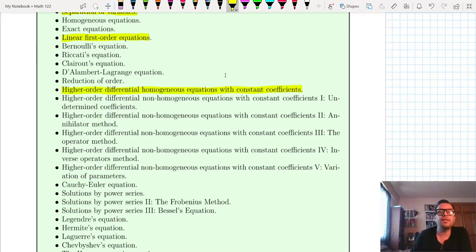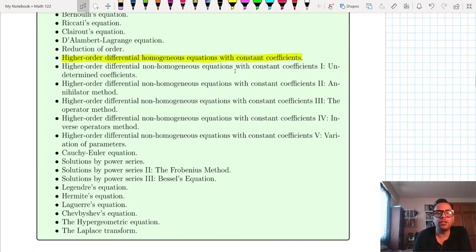And then there's a higher order non-homogeneous. There's actually 1, 2, 3, 4, 5 methods to solve those huge types of equations. And then Cauchy-Euler's equations, and then there are solutions of differential equations using power series. And it's pretty much all these methods right here are involving power series. Okay, and the last one, the Laplace transform, which is covered in a regular differential equations course.